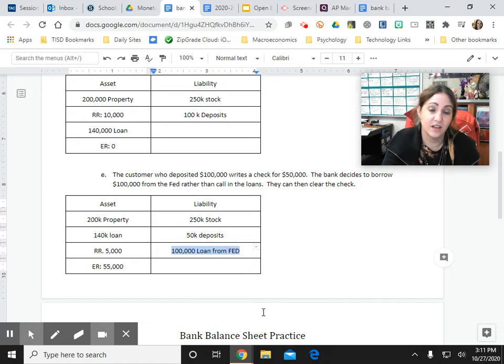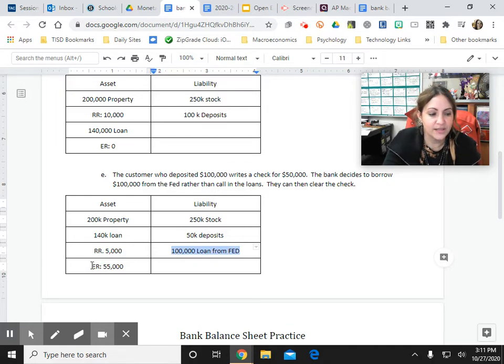And the loan from the Fed is a liability. They took out a loan from the Fed of $100,000 so they could give 50 of it to the customer. And that's a liability for this bank, because now it's money that they owe the Fed. They took out a loan from the Fed, which is why the loan is here.